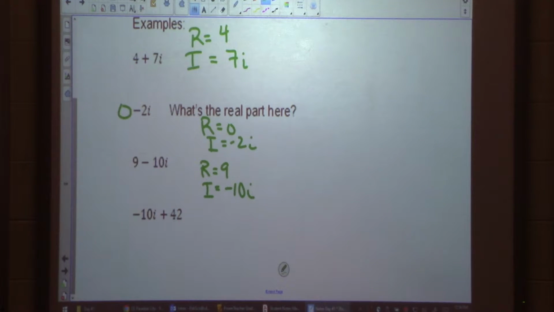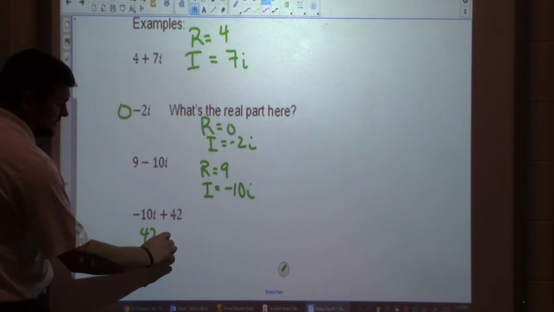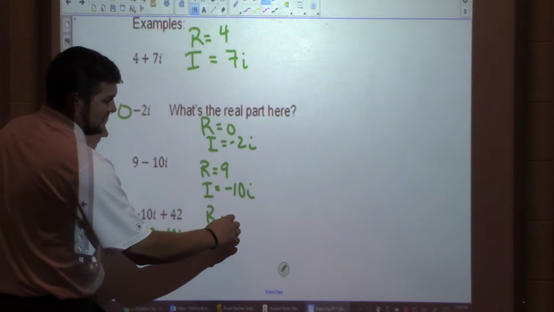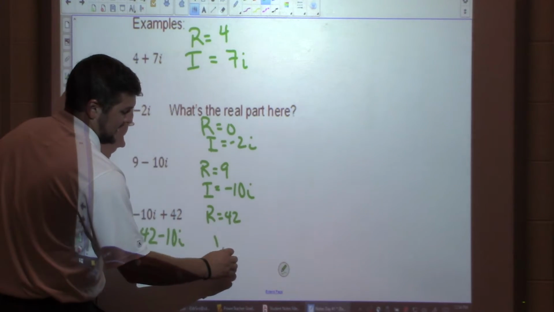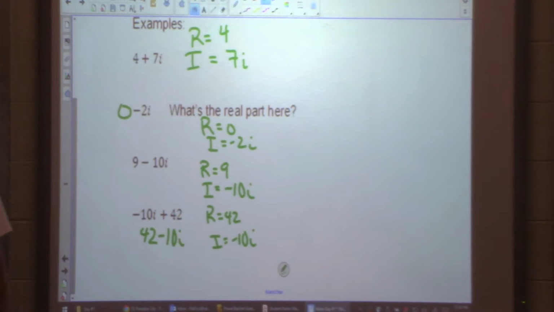Everything's flipped. It's not written in the correct form. If we were to write in the correct form, it'd be 42 minus 10i. So my real part would be 42. My imaginary part would be negative 10i. The imaginary part has the i in it.